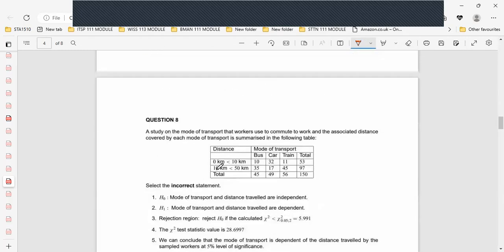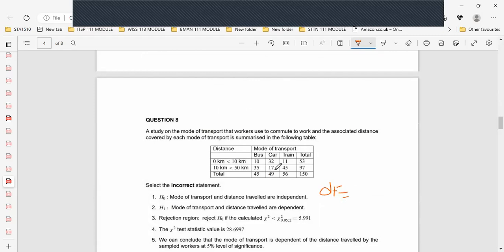Any question? Okay, do you all understand? Yes. Okay, let's calculate degrees of freedom for this one here.